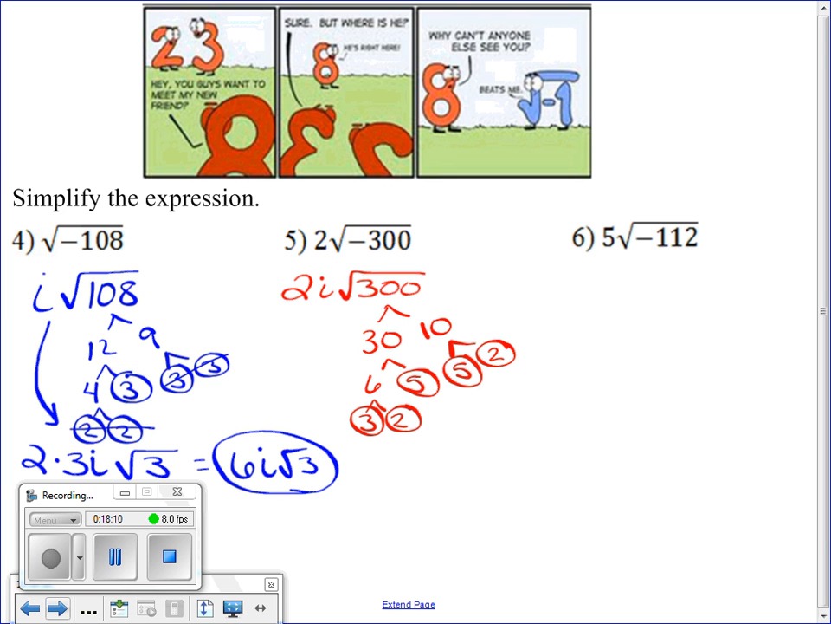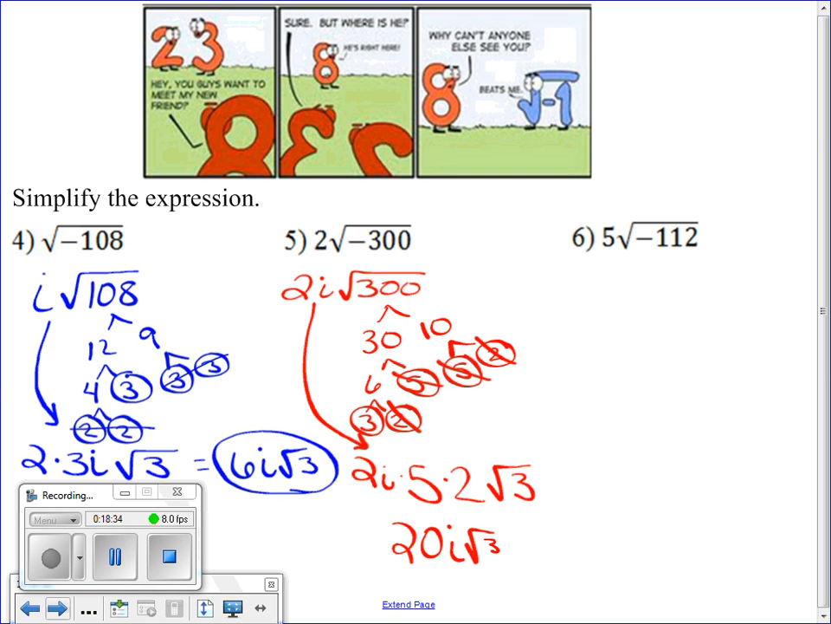Okay, we have a pair of 5's. Got a pair of 2's. Have a single 3. And then don't forget to bring down your 2i. So what do we get as a final answer? Good, 20i radical 3. So how much harder is this once we introduced i? Not, yeah, it's not. Go ahead and try number 6 on your own.